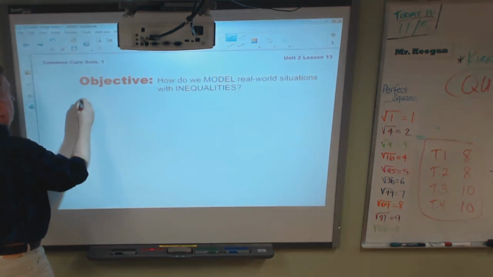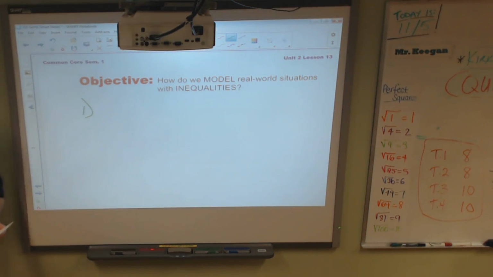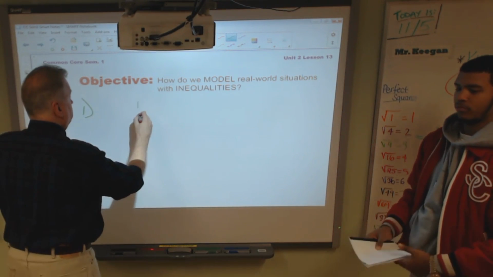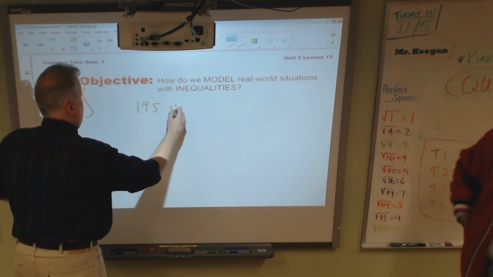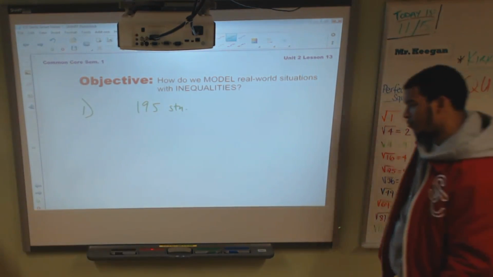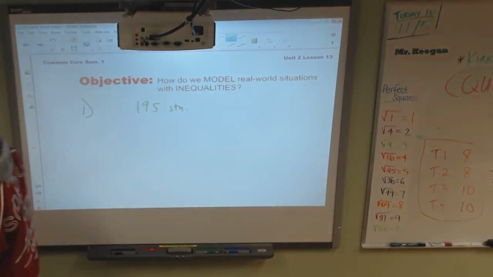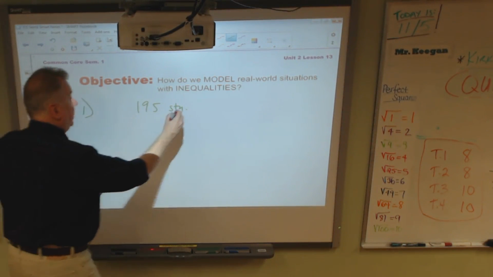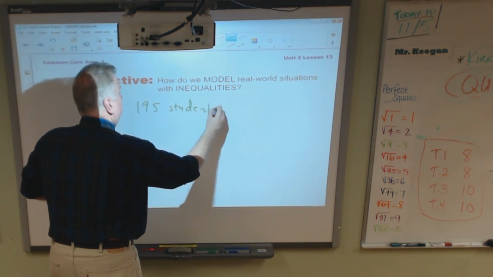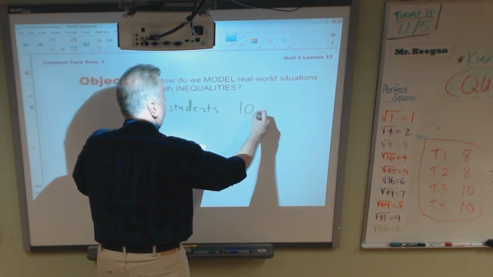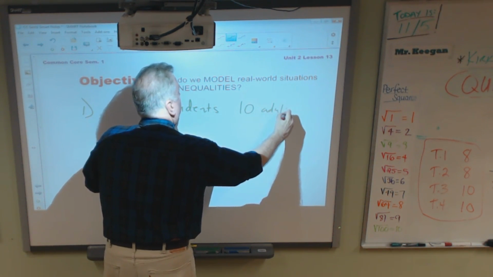Exercise 1. A school is taking a field trip with 195 students and 10 adults. Each bus can hold at most 40 students. We need to determine the smallest number of buses needed for the trip. Okay. So, the numbers that we need, how many people do they need to go on this trip? 195 and 10 adults. So basically 205.